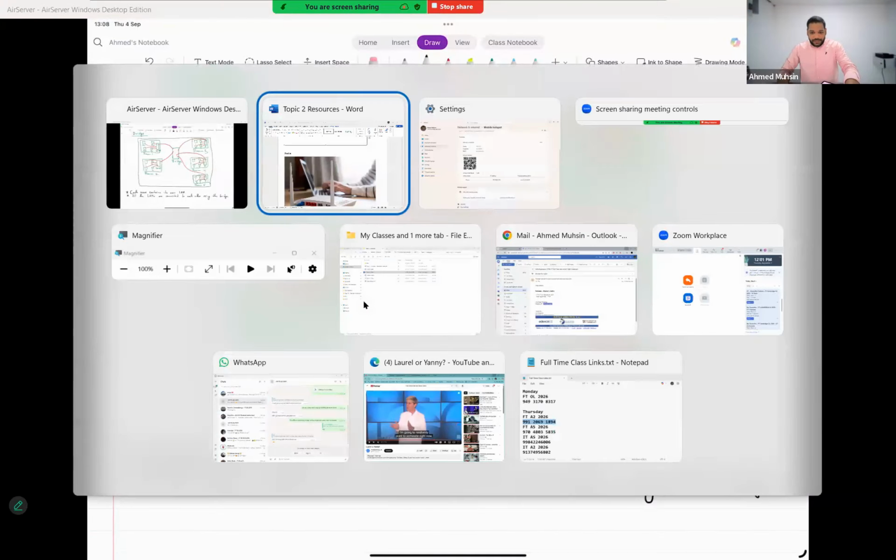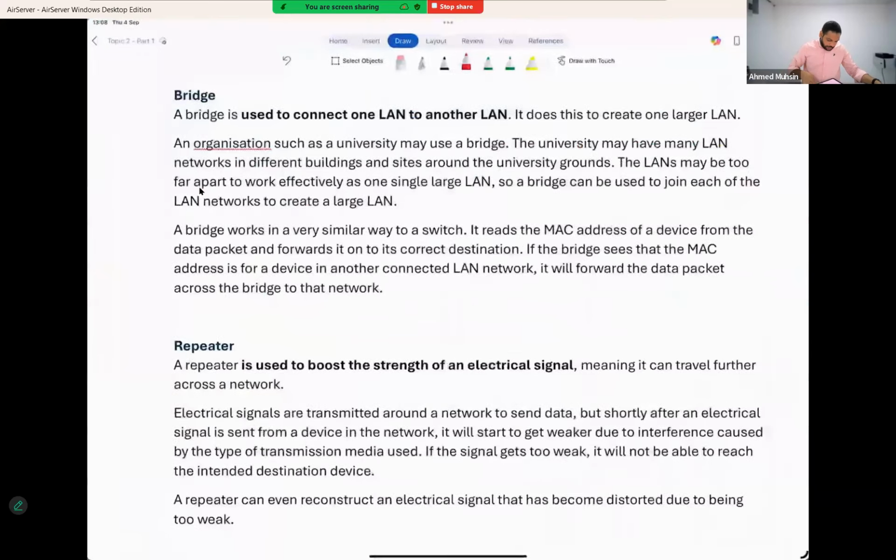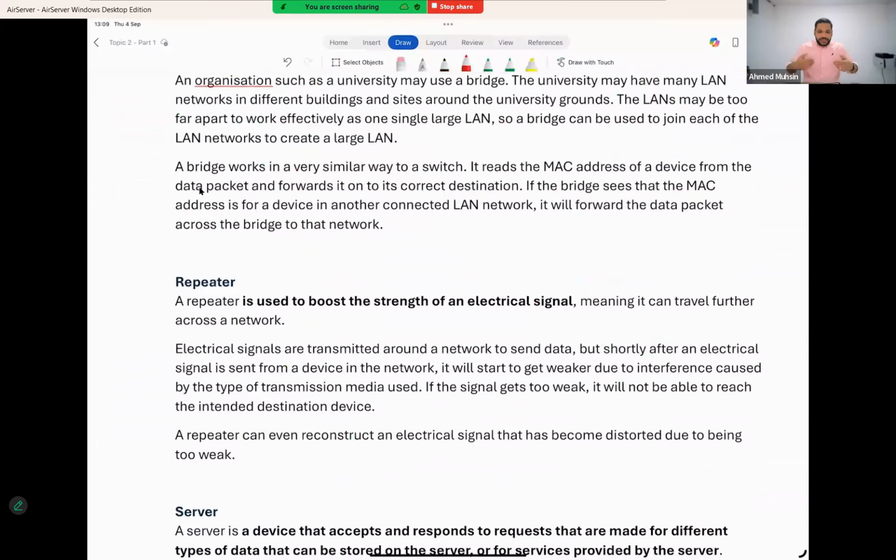Let's have a look at one more and then we'll take a break. So everybody, can you read the last paragraph? A bridge works in a very similar way to a switch. It reads the MAC address. Okay, can we remember that, guys? A bridge reads the MAC address and forwards the data packets to its correct destination. If the bridge sees that the MAC address is for a device in another connected LAN network, it will forward the data packet across the bridge to that network.